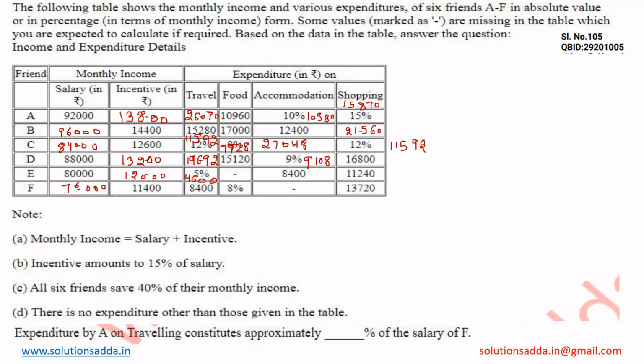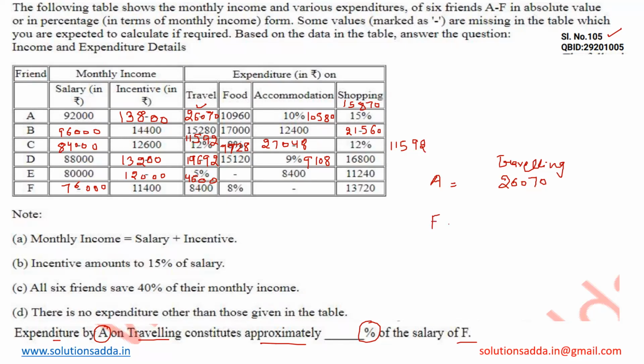Hello everyone, this is question number 5. This question is again on the basis of this table, and it asks: the expenditure by A on traveling constitutes approximately what percentage of the salary of F? They are talking about the expenditure of person A on traveling. So what is the amount that person A spent on traveling? Here we can get this value, that is 26,070, and we have to check what percent of the salary of F this amount will be.